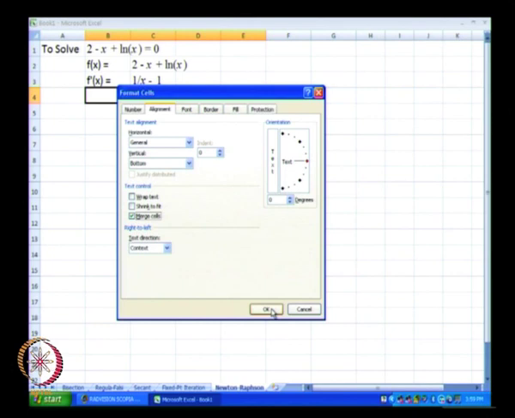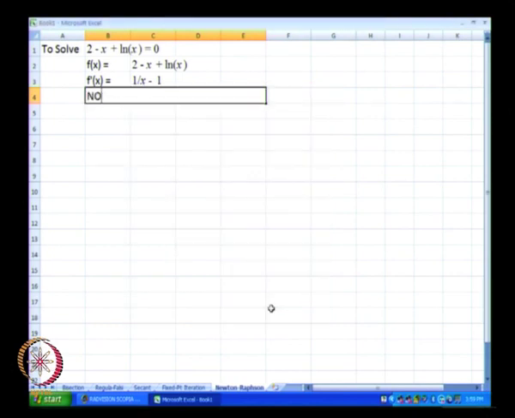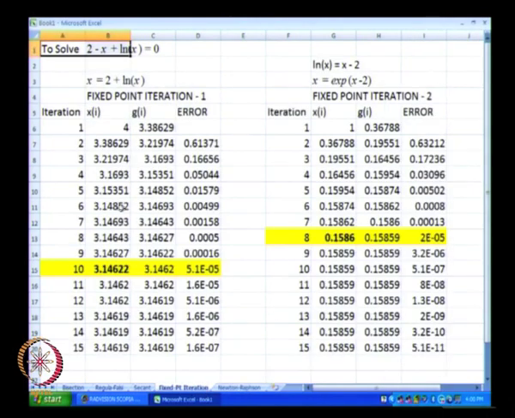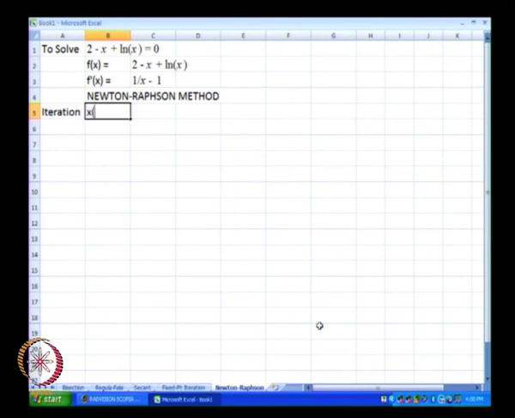I will just write down Newton-Raphson. As before, we will have xi, f of i and f dash of i for the iteration.